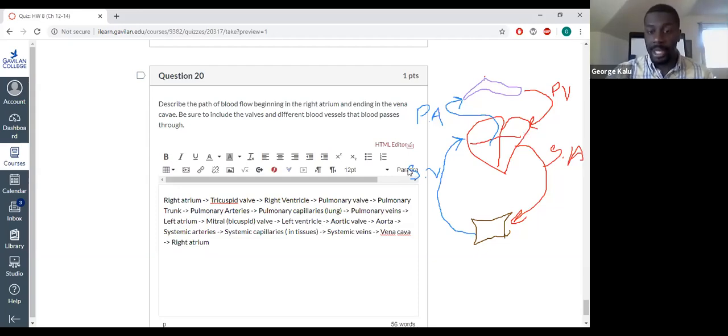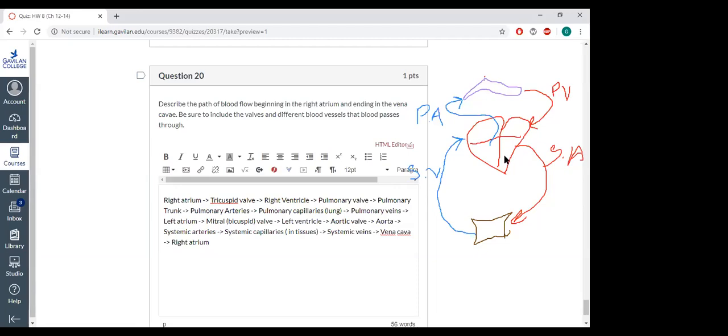So here we're looking at the systemic veins over here. Veins will always go back to the heart. Pulmonary veins will always go back to the heart. They're just coming from different places, and they have different oxygen levels. Same thing with arteries. Arteries will always go away from the heart, whether you're looking at the pulmonary arteries or the systemic arteries. Again, the difference is the oxygenation levels.